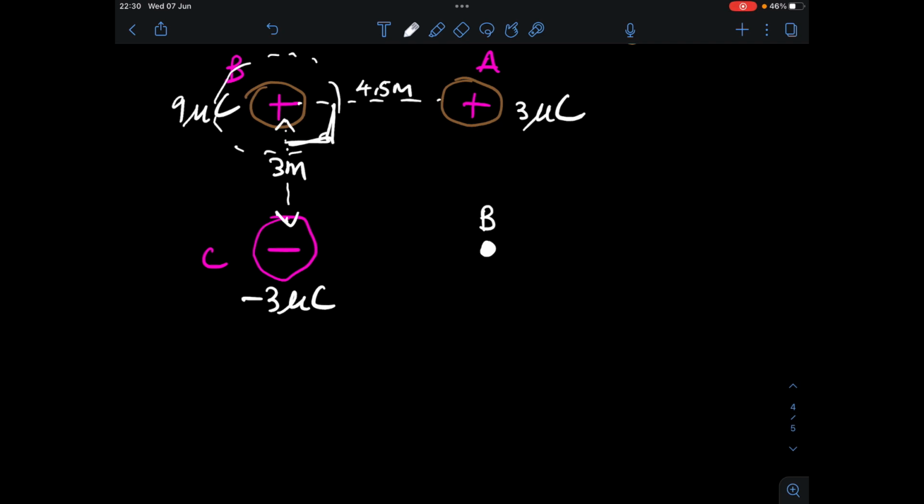But look at the charges there. They are like charges, so like charges repel. So what is A doing on B? A is pushing B to the left, which is repelling B to the left. So this is the force of A on B.